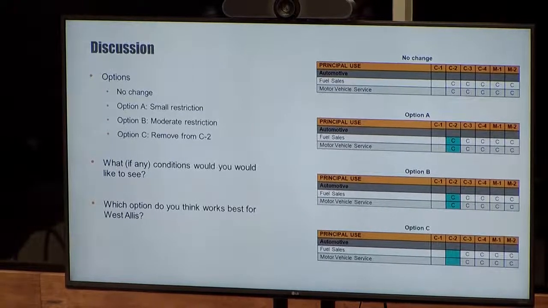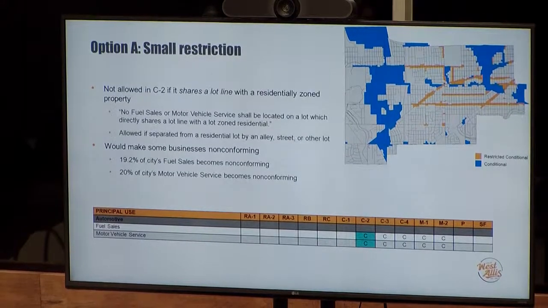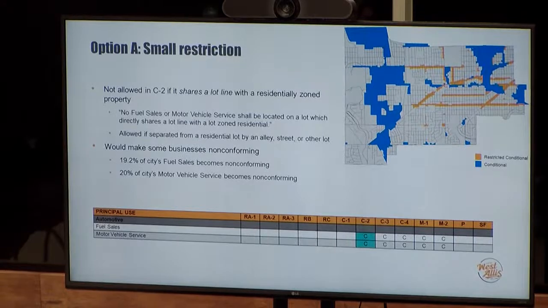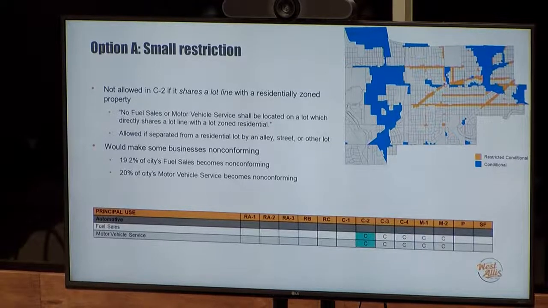What was option B again? Could you go back to that slide? Yeah, that one's a little bit confusing. It's very similar to option A, except that we're now including all properties that border an alleyway, or border an alleyway with residential. So it's a nuanced, slight tweak. So it can't be in an alley and on a residential? Yeah.